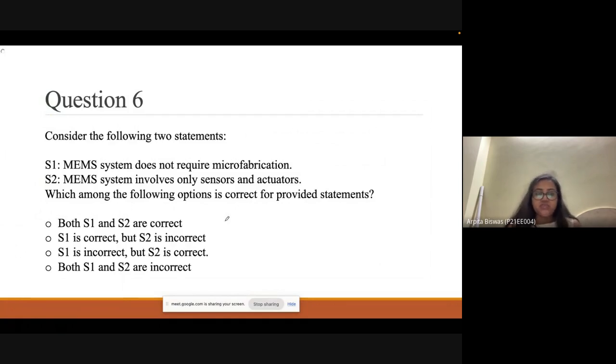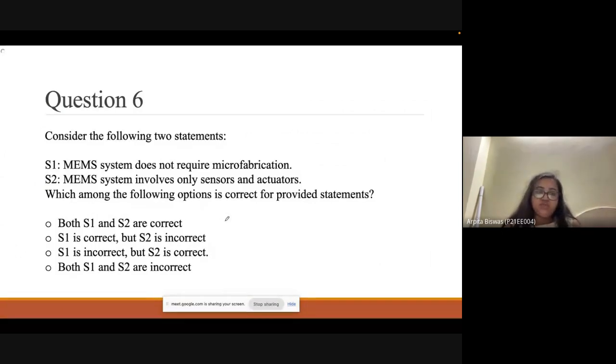The first option is both statement 1 and 2 are correct. The second option is statement 1 is correct, but statement 2 is incorrect. The third option is statement 1 is incorrect, but statement 2 is correct. And the last option is both statement 1 and statement 2 are incorrect. So please try to find out the answer.